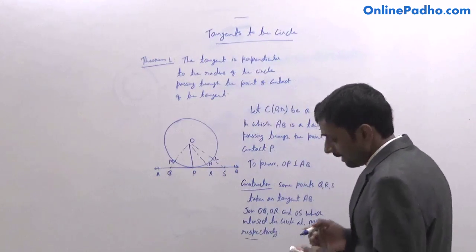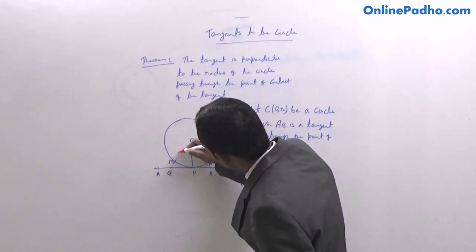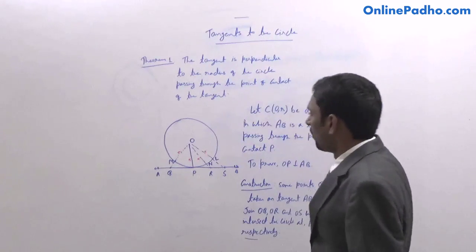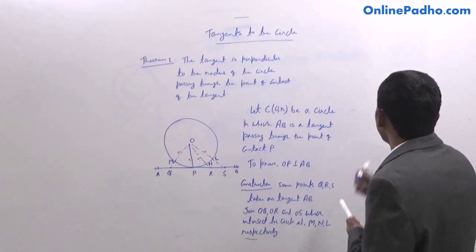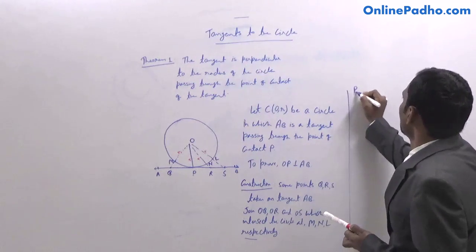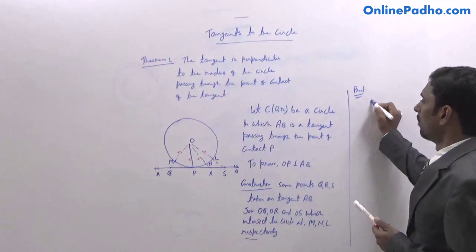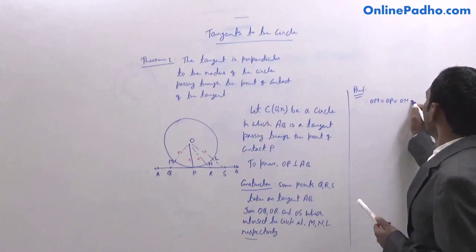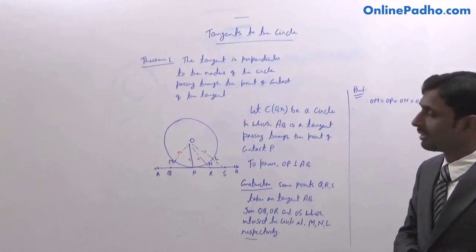Now we can say OM is the radius, OP is the radius, ON is the radius, OL is the radius. So these are the radii. In proof we can write: since OM is equal to OP is equal to ON is equal to OL, these are equal to the radius of the circle, right?